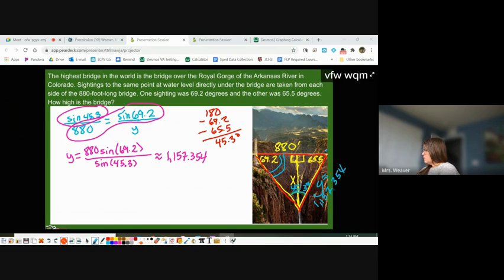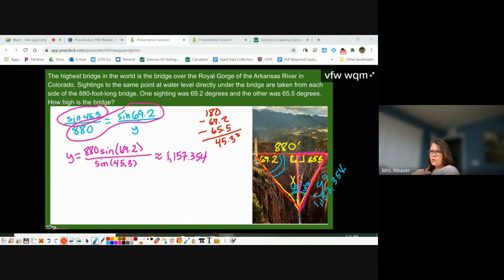Okay, we can now zoom in on this small right triangle on the right. We now know that the hypotenuse of that right triangle is 1,157.354, and we want to know x. And there's a couple different ways we can find it, okay? So what do you see? What are you thinking?